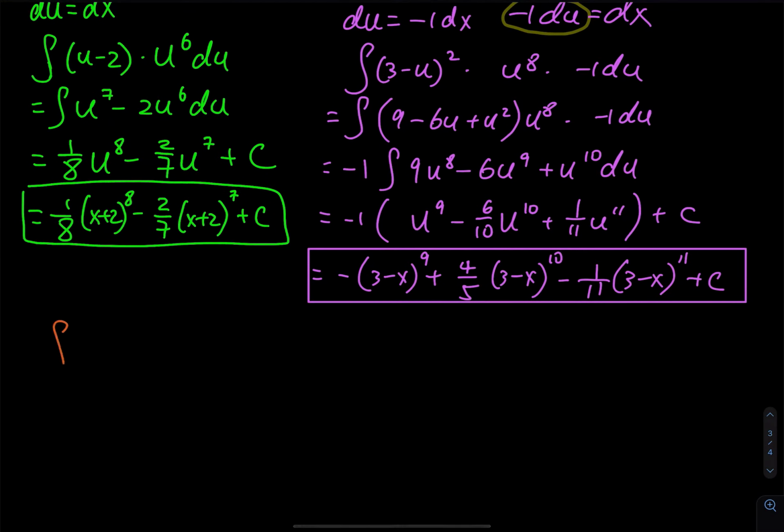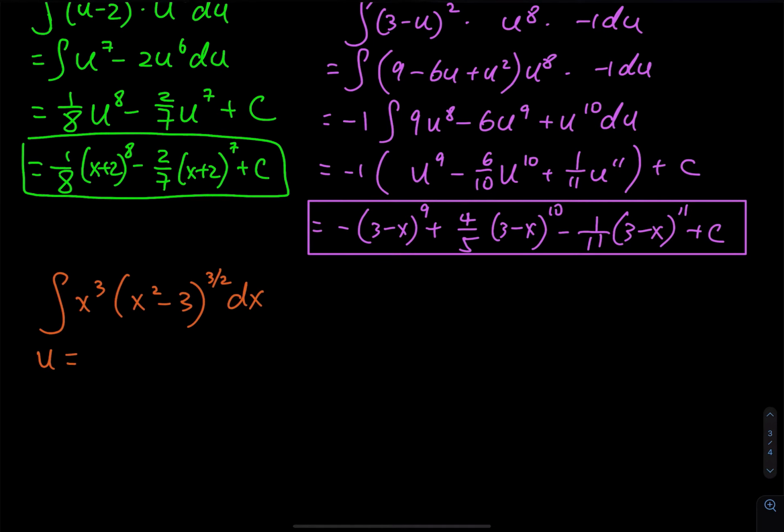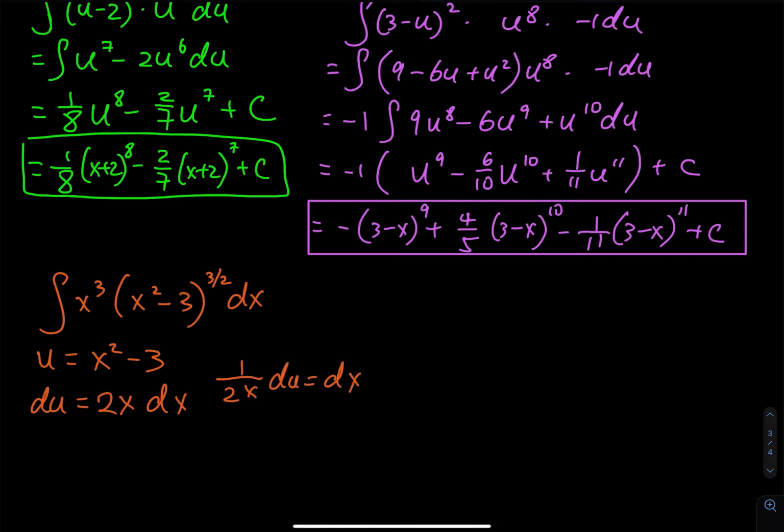The last problem is the integral of x to the third times x squared minus 3 raised to 3 over 2 dx. Okay, so first of all, you let u equal x squared minus 3. So du equals 2x dx, and then 1 divided by 2x du equals dx. Of course, that is not enough to get rid of the x to the third. Right? So let me move this step down, because I'm going to show you the hidden step.